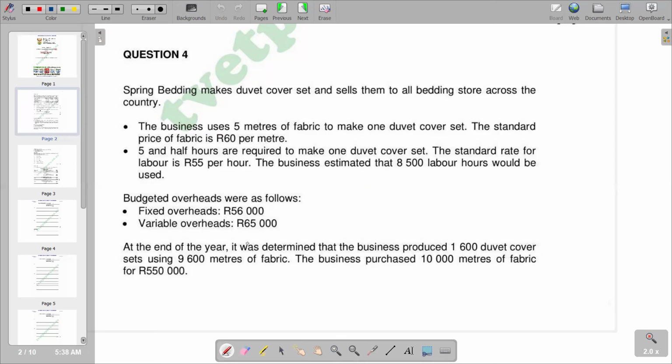And then I believe that it reads, at the end of the year, it was determined that the business produced 1,600 duvet cover sets using 9,600 meters of fabric. The business purchased 10,000 meters of fabric for 550,000 rands. So you need to go through the information before you attempt the question.